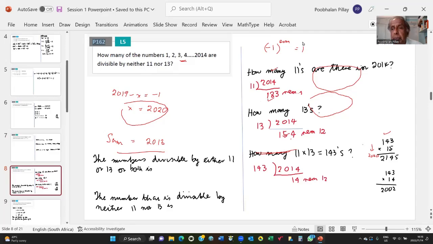All right, we'll go on to the next problem. And it says, how many of the numbers, and you're counting all the numbers from 1 to 2014, are divisible by neither 11 nor 13? So that's the question.